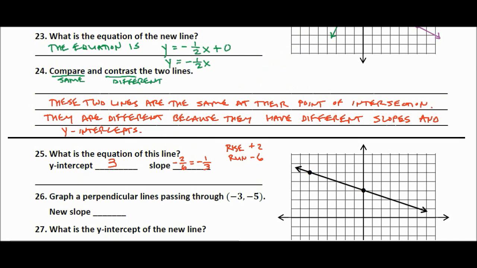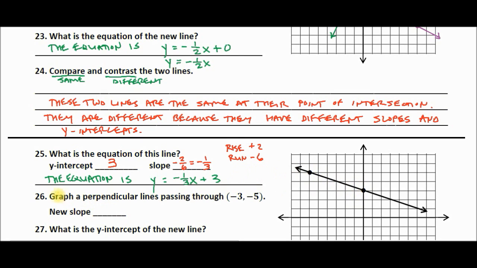So what is the equation of this line? Not a problem at all. Once we have the slope and the y-intercept, we can write the equation. The equation is y equals negative 1/3. There's our slope, x value, that goes together with our slope. And then we have a positive 3 as our y-intercept. So there is our equation of the line on this graph.